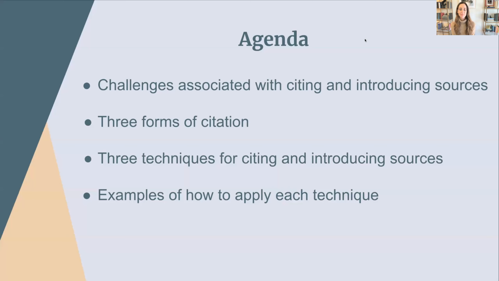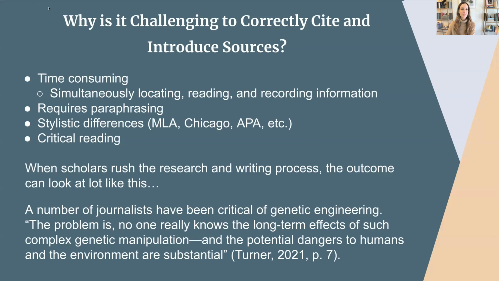So with that said, I'm now going to just jump into today's presentation. We have quite a few items on our agenda. We're going to start by talking about the challenges associated with citing and introducing sources. Then I'll talk about 3 forms of citation, then 3 techniques for citing and introducing sources. And then I'm going to show you examples of how to apply each of these techniques in your writing. So let's first talk about why it is challenging to correctly cite and introduce sources.